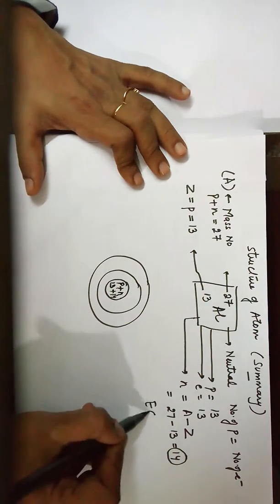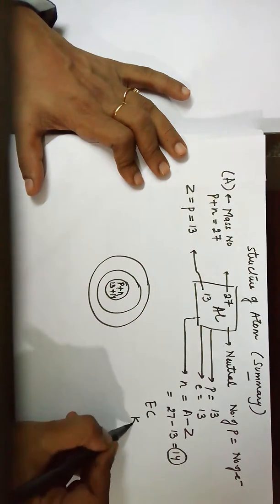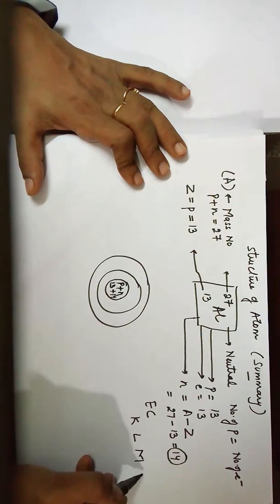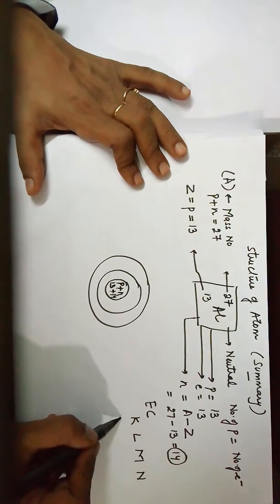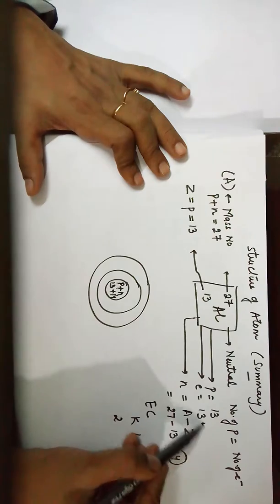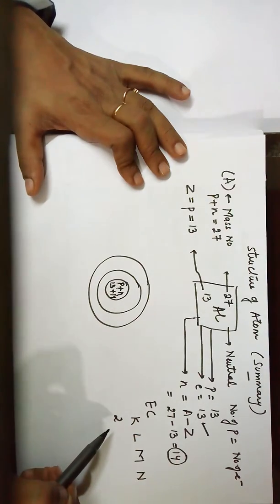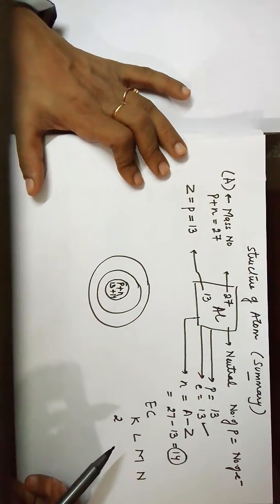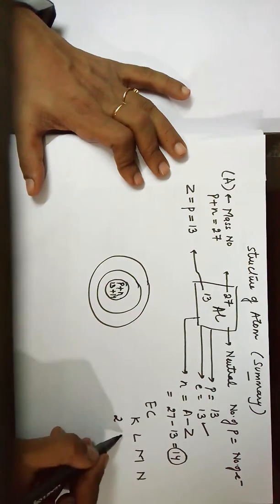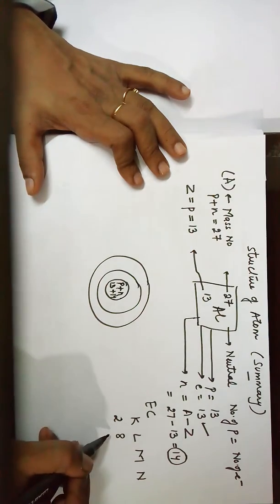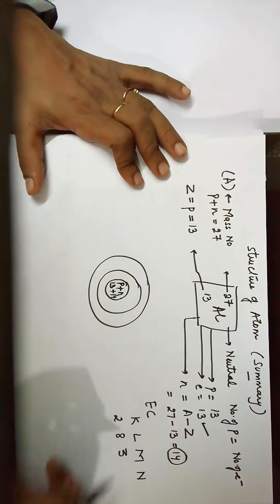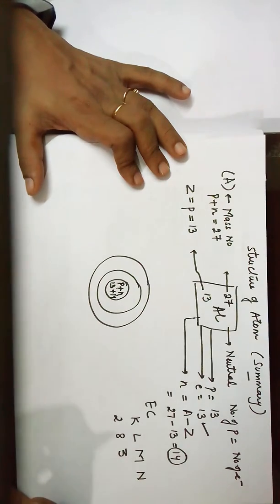The electronic configuration is the distribution of electrons in the shells around the nucleus. The first shell's maximum capacity is 2. So out of the total electrons of 13, you've already put 2 in the K shell. The maximum capacity of the L shell is 8. So you've put 8 electrons in the L shell. You're left with 3 more because you've already filled up 10 electrons. These 3 electrons would go in the M shell, which is the last shell for aluminium.